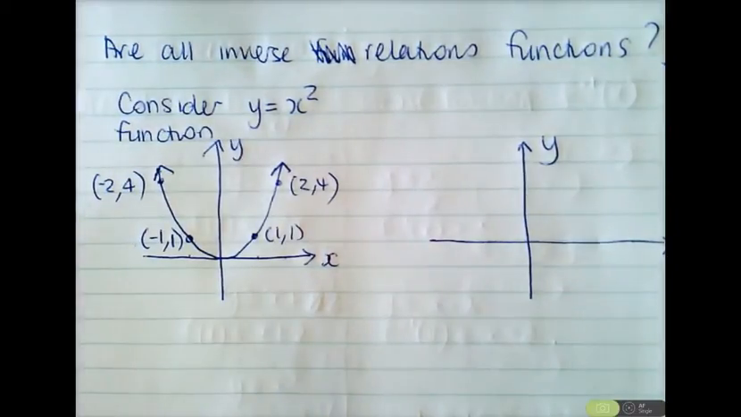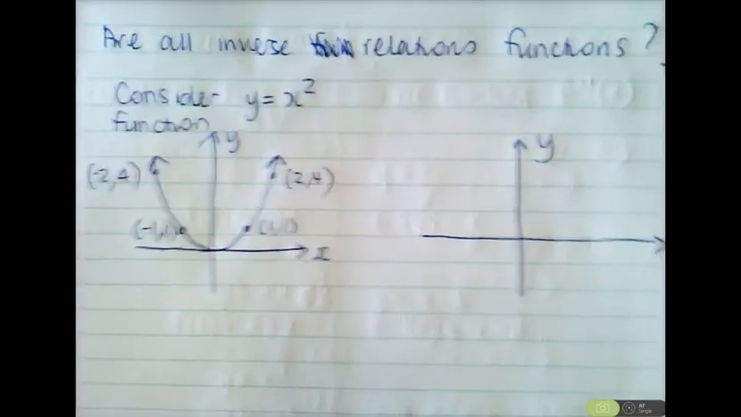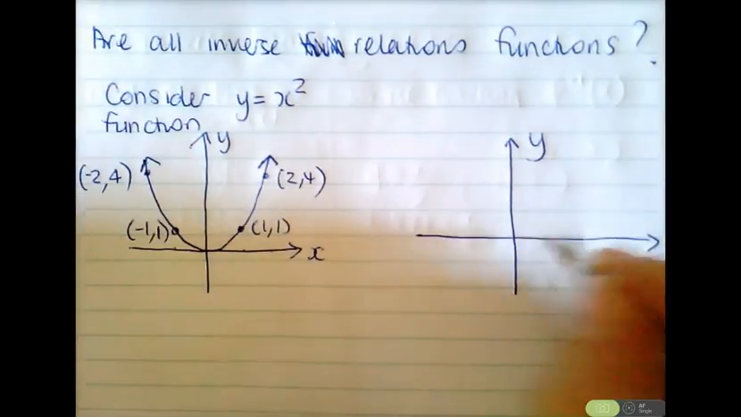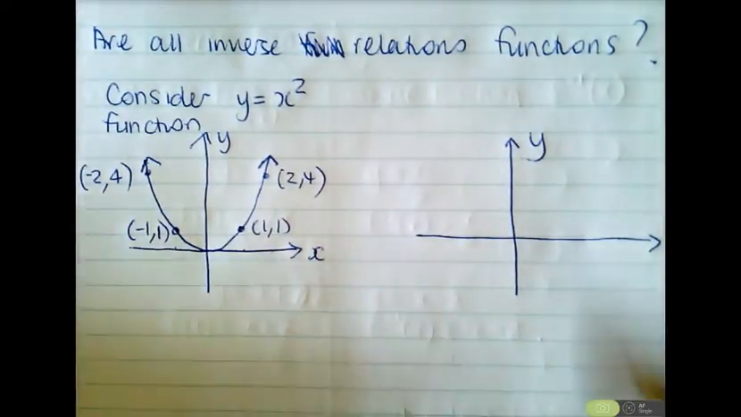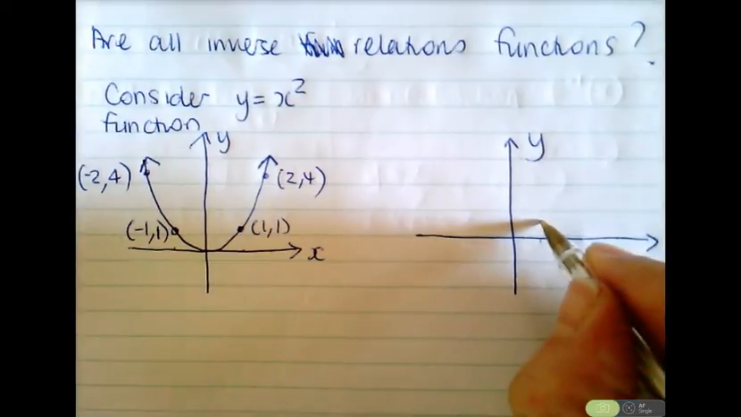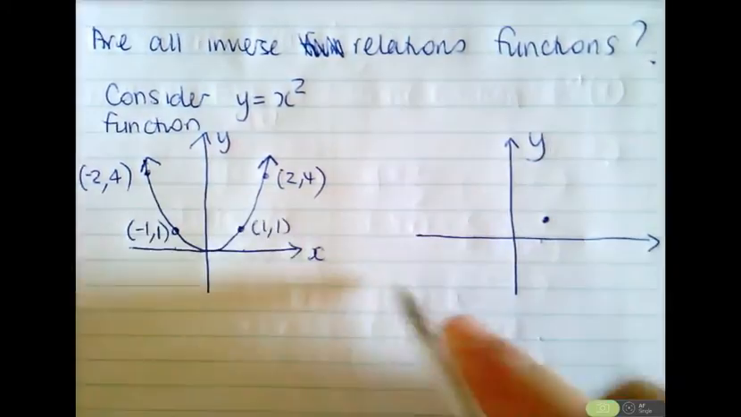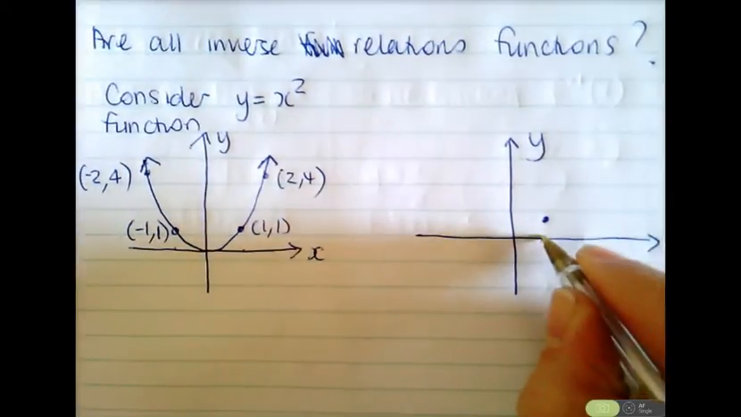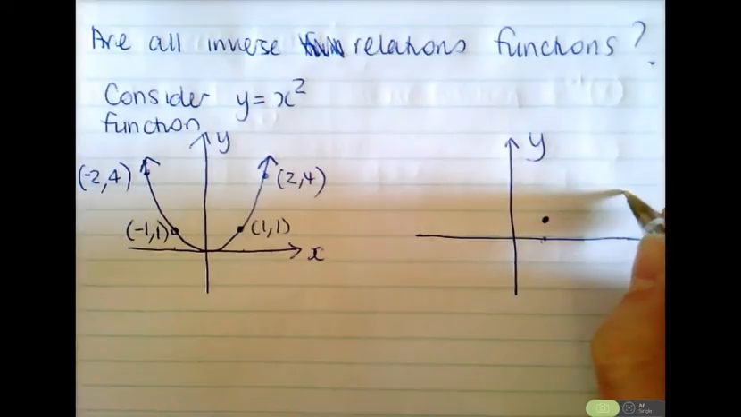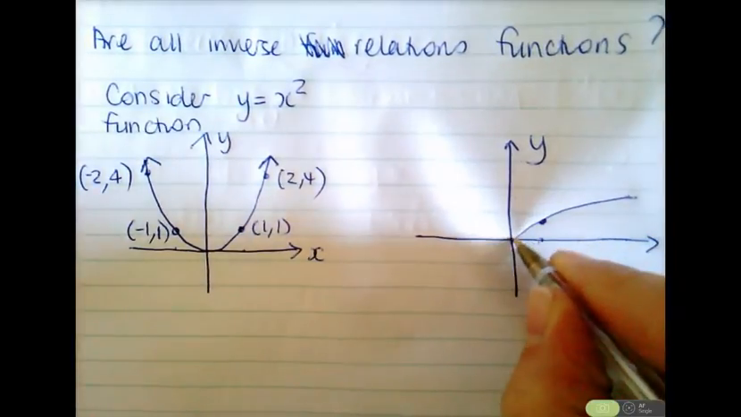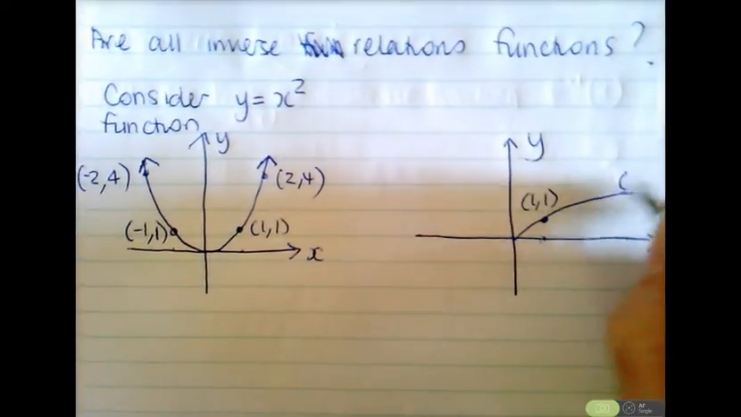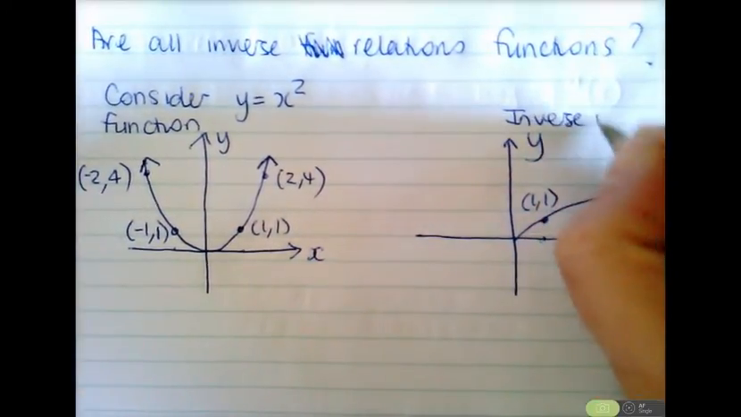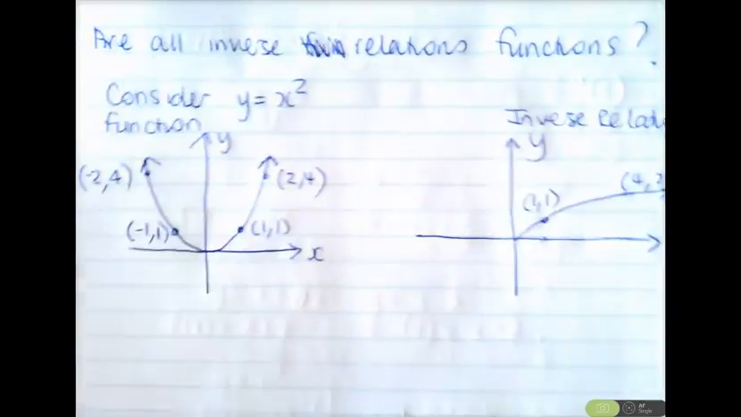Okay, now. Do we still keep the y-axis called y? Yep. So instead of the point (1, 1), we still have (1, 1), don't we? (1, 1) is (1, 1), no matter which way you draw it. (2, 4) on the original graph is what? (4, 2), roughly here. So I've got (1, 1), I've got (4, 2) on my inverse. I'll call this my inverse relation. We're not sure if it's a function yet.